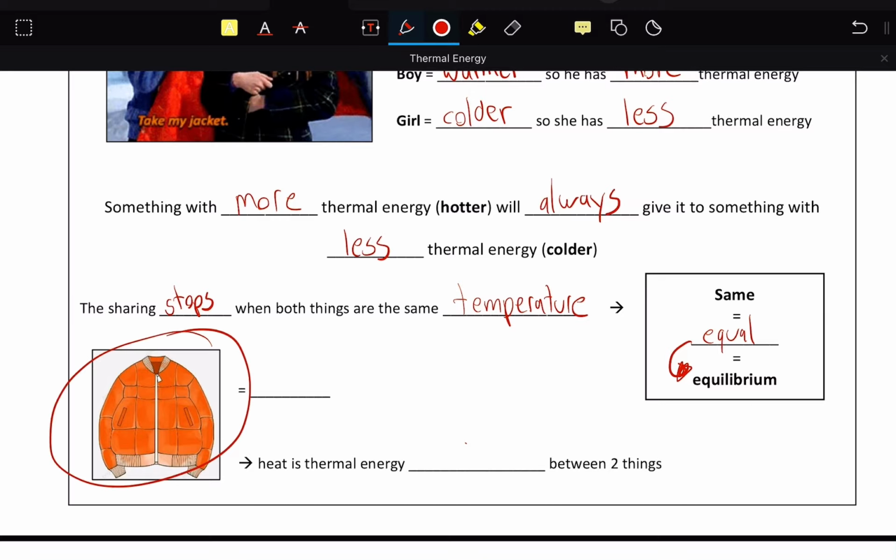So again, with our jacket, that represents heat, because heat is the thermal energy moving between two things. It's not the same thing as thermal energy. It's thermal energy that is moving.